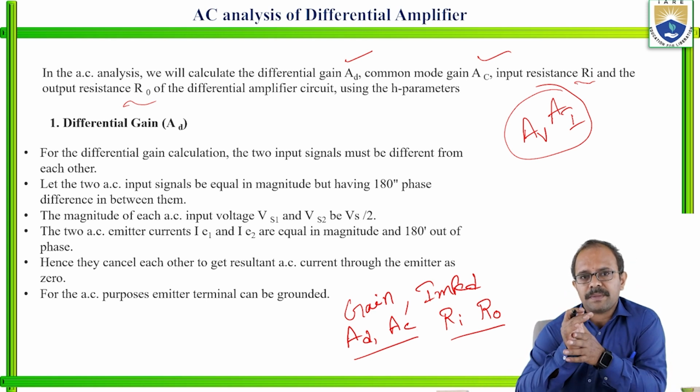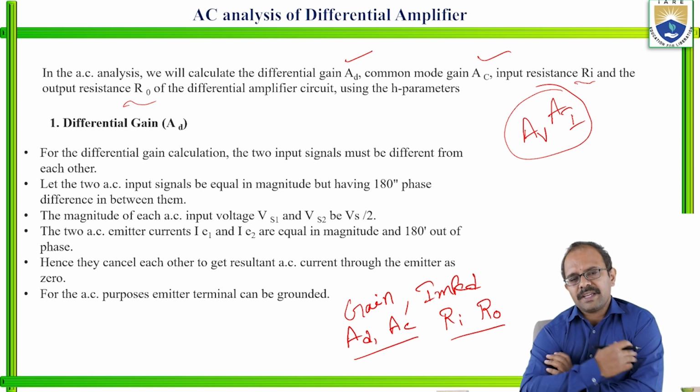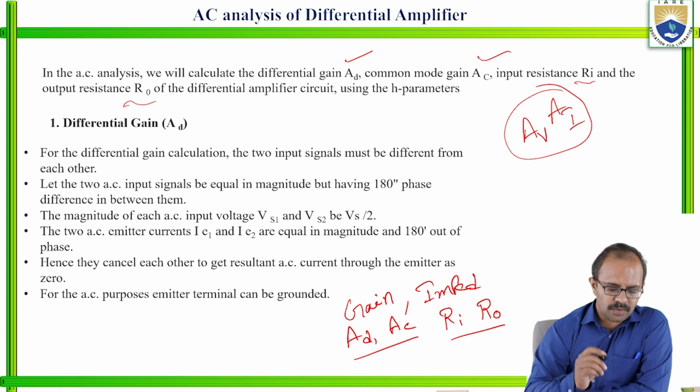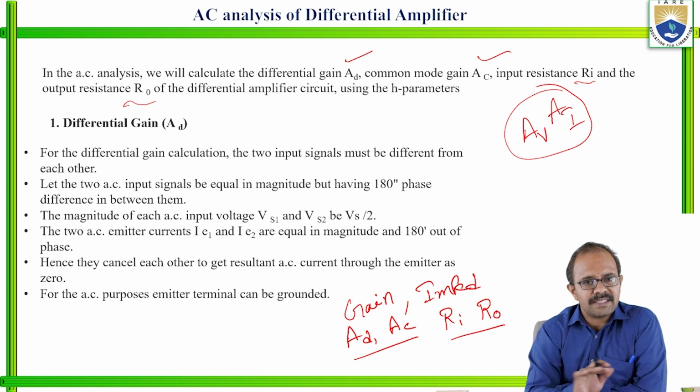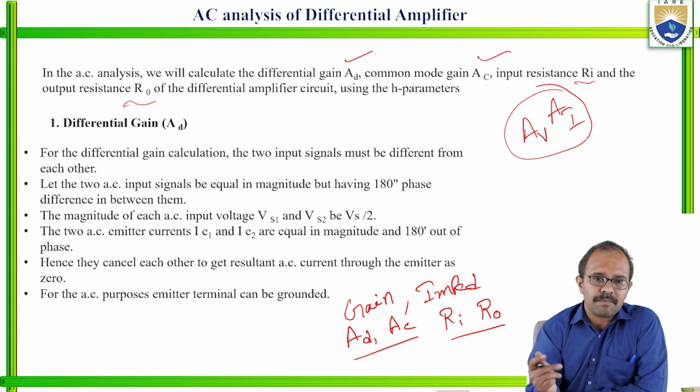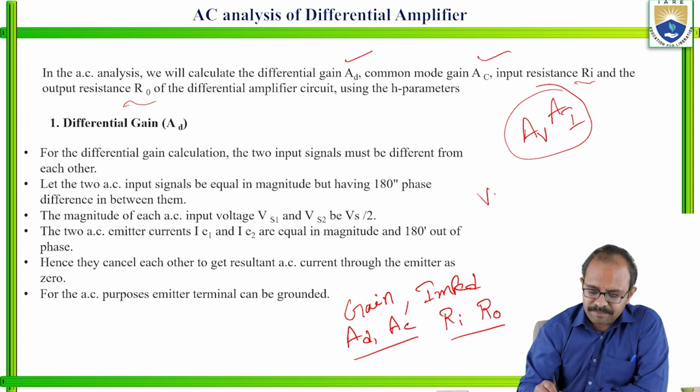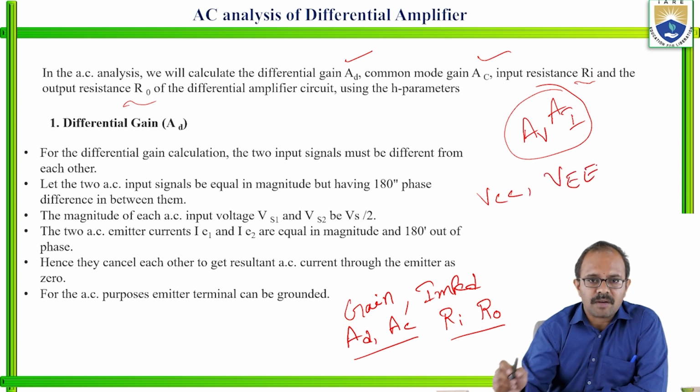Now, as usual, what is the first step in the analysis to perform AC analysis for a given differential amplifier? All the DC components are to be suppressed, so there will not be any DC component. What are the DC components in the circuit? If you remember, there are two DC biasing voltages, VCC and VEE. These two voltage components are primarily going to play a DC role.